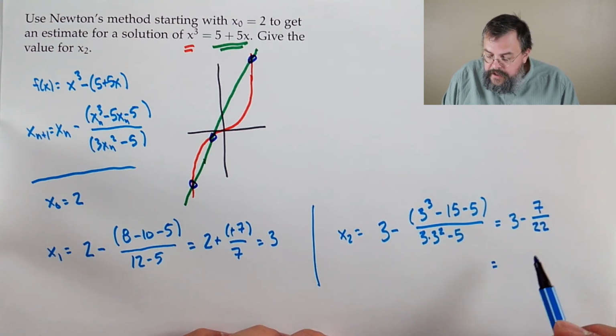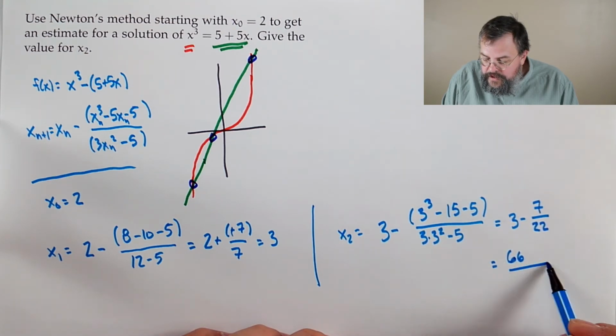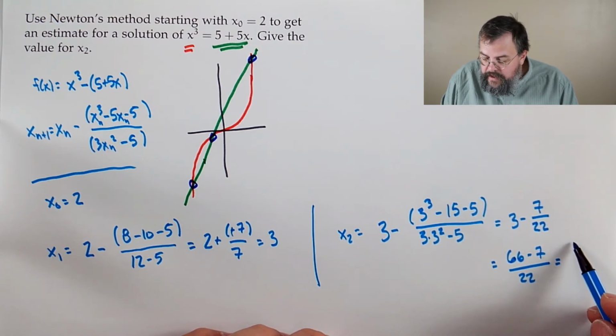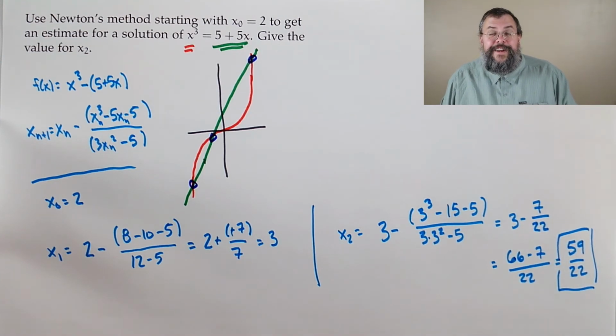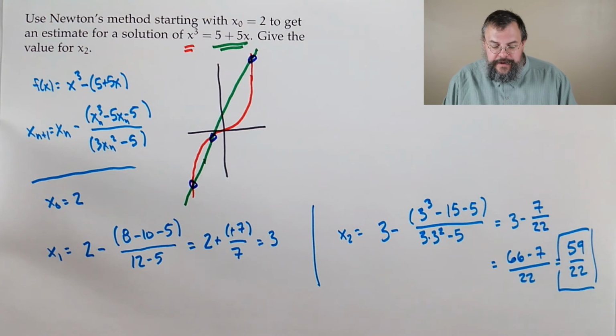So what do we have? Well, we could say 3 times 22, that's 66 over 22, and then we subtract 7, and 66 minus 7 would give us 59. 59 twenty-seconds. Good. Now we have a good idea why they said give us x2, because x3 would probably not be a nice number. There's no common terms between 59 and 22.